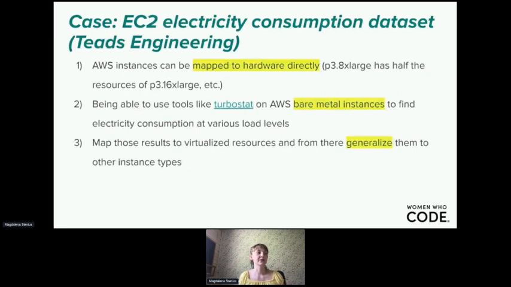The next step of this methodology was that they used tools such as turbostat, which is measuring the Linux statistics of CPU usage and, for example, power consumption on AWS bare metal instances. So there are a few instance types on AWS that do expose hardware, and they are called bare metal instances. They ran tests using tools such as turbostat on different load levels on these machines. From there, they were able to map those results to virtualized resources, such as virtualized CPUs, and from there, generalize them to other instance types as well.